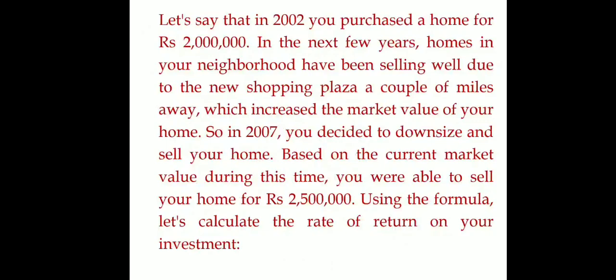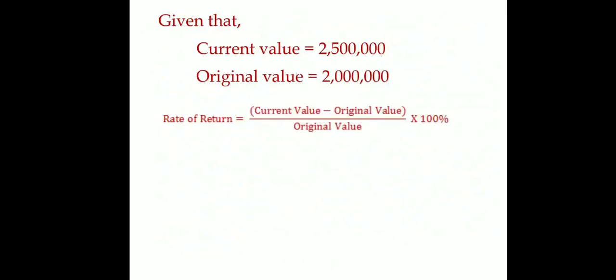It is asking rate of return, not average rate of return. That is the difference between average and rate of return. First of all, we must write the given data, that is after 5 years, in 2007, we are selling the property at the cost of 25 lakh, and the initial cost is 20 lakhs in 2002. By using these two values we can find the rate of return, that is 25 lakh minus 20 lakh divided by 20 lakh into 100%, which gives a rate of return of 25% after 5 years, that is between 2002 and 2007.